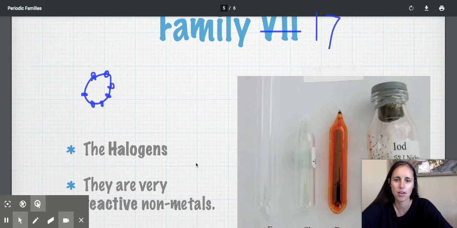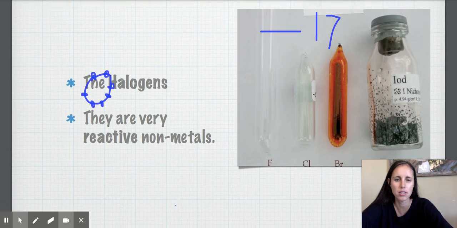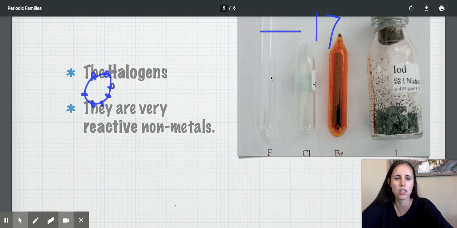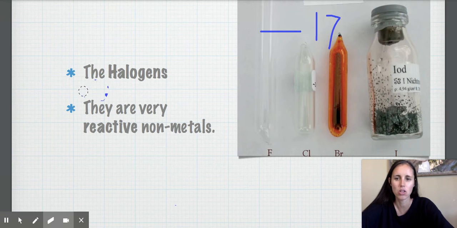Examples of halogens include fluorine, chlorine, bromine, and iodine. If you take a look, you can see that they all look very different. Alkali metals look very similar. Halogens look very different. Fluorine and iodine look very different. They're different states, different colors.